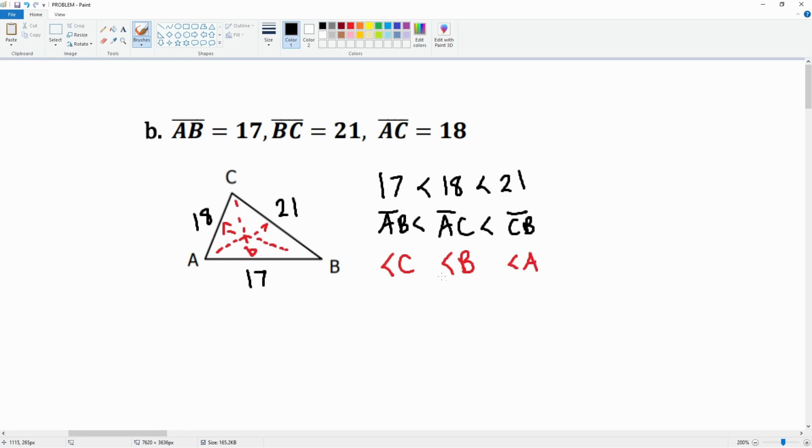Okay, and then these are all less than. That is your final answer. Angle C is less than angle B, which is less than angle A.